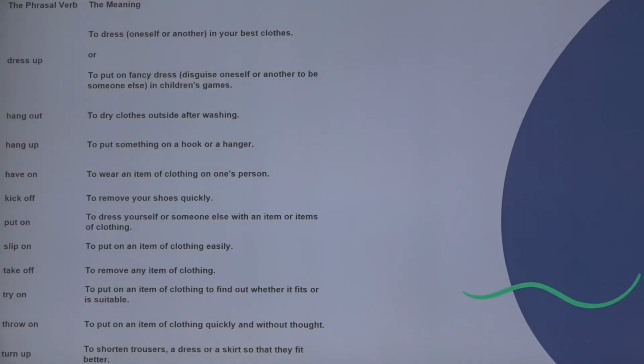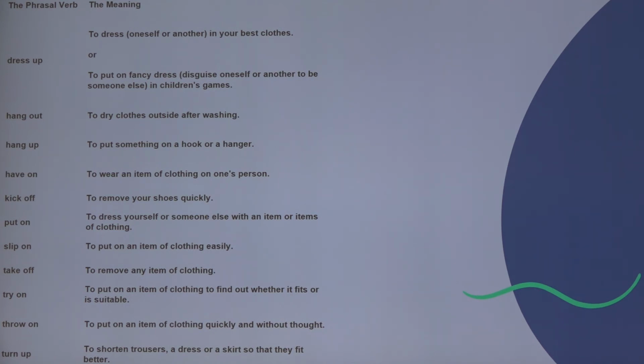Furthermore, we are going to continue with the phrasal verbs which we use while talking about clothing. For example, we've got dress up, which means to dress oneself or another in your best clothes, or to put on fancy dress, disguise oneself or another to be someone else in children's games. Then we've got hang out, to dry clothes outside after washing. We've got hang up, to put something on a hook or hanger.